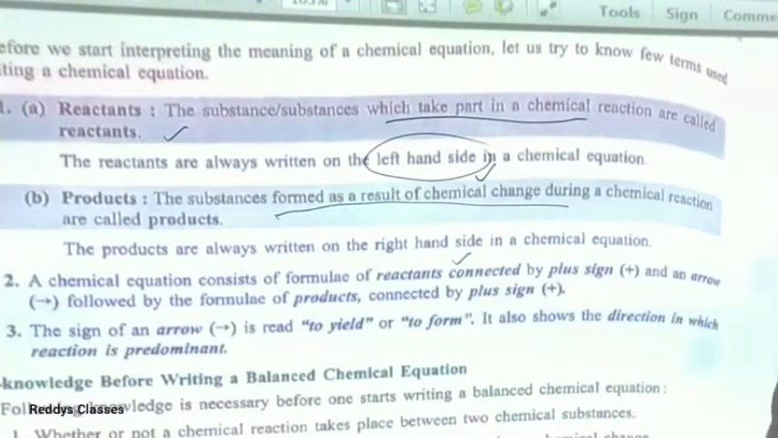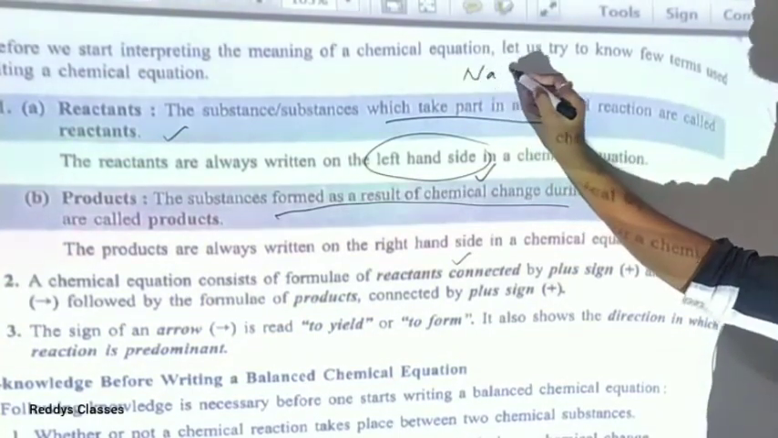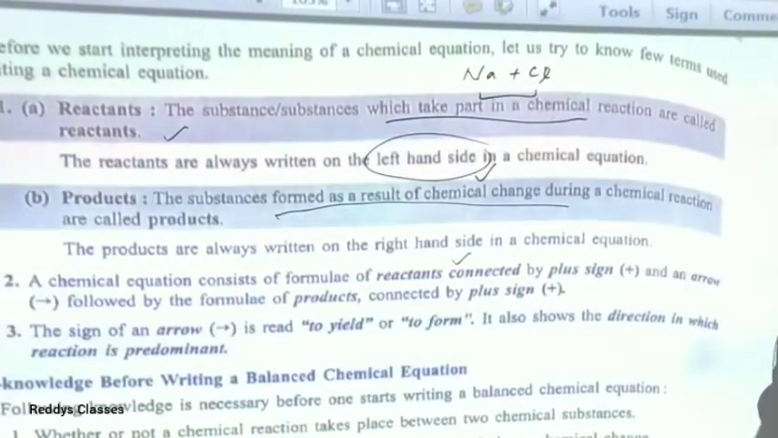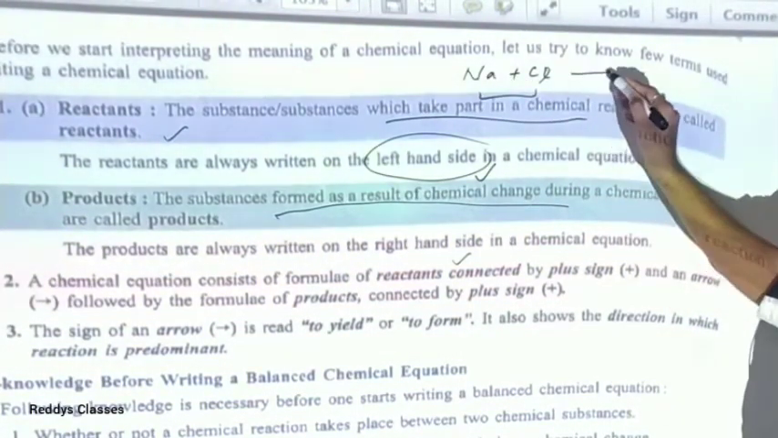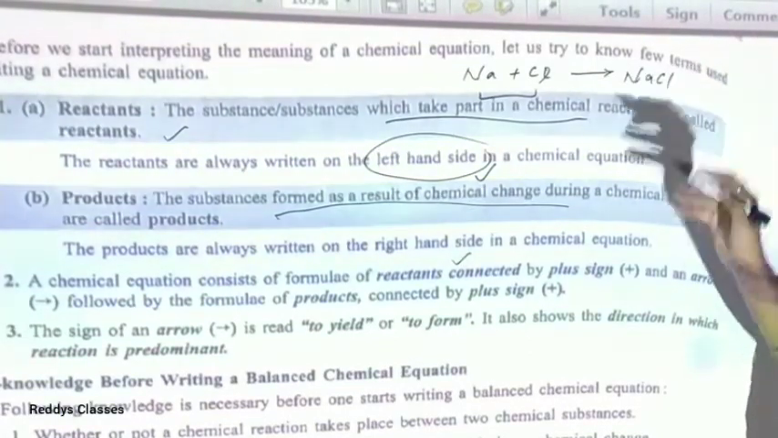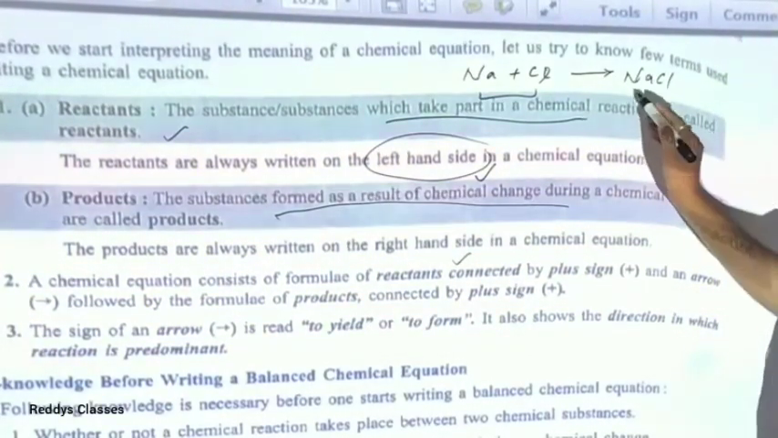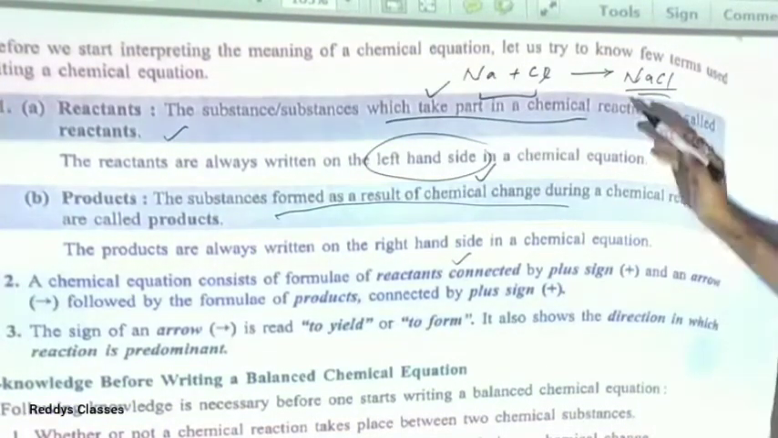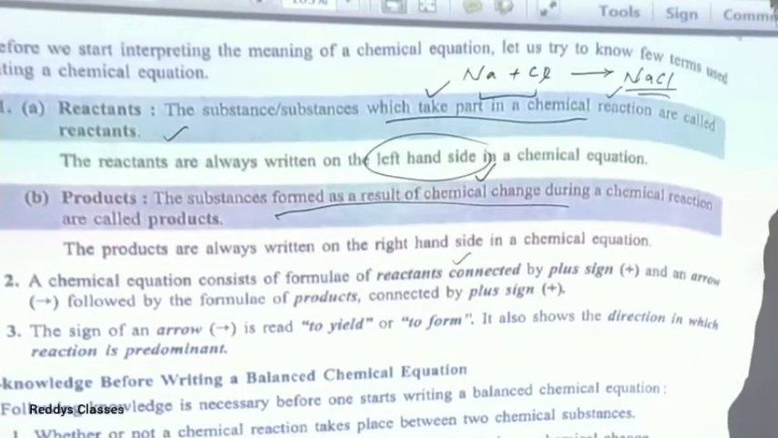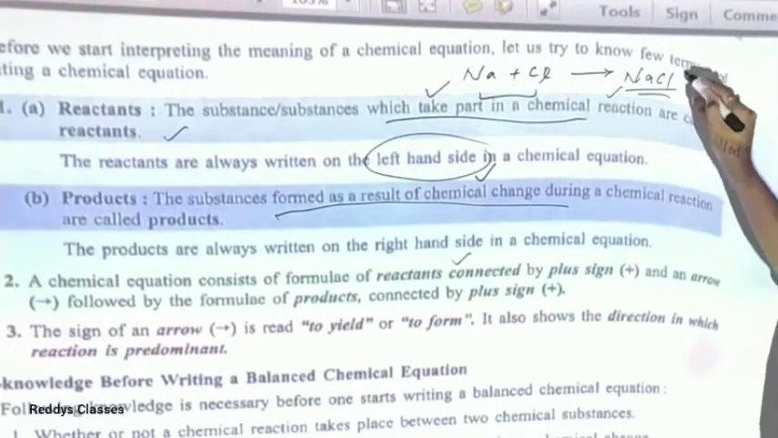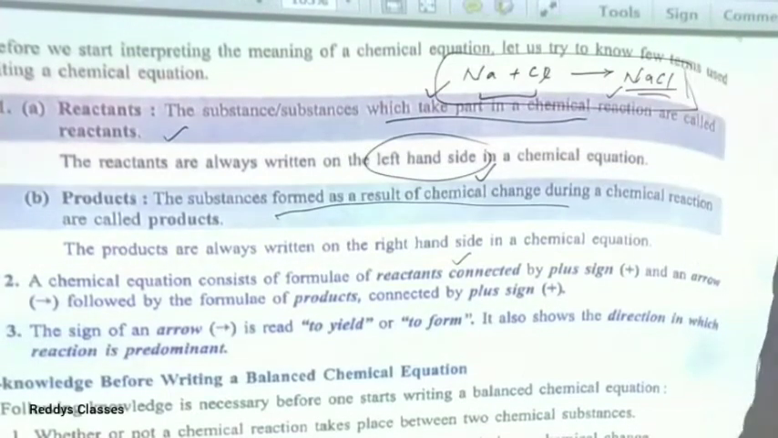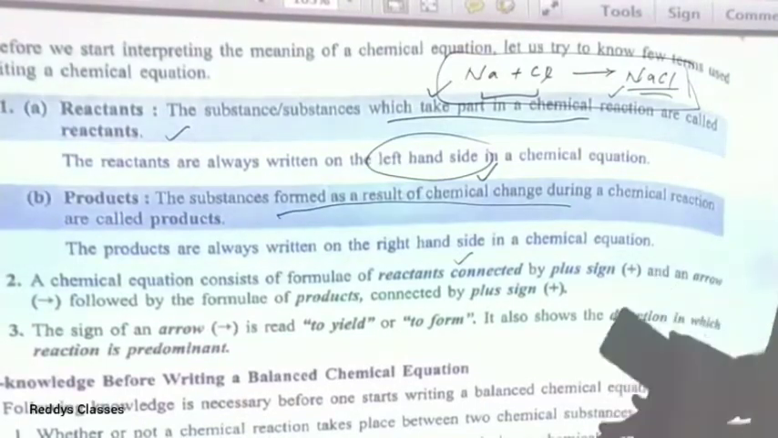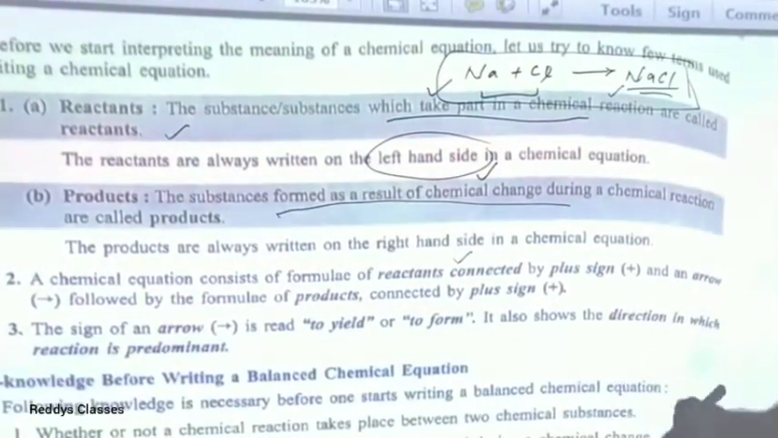Clear? So let us give an example. As I talk about NaCl, this is a reactant. It forms NaCl as a product. You can see the reactant on the left hand side, and on the right hand side this is the product. So this is a chemical equation. Let us see how chemical equations are written and how they are balanced. We have to know some pre-knowledge before writing a balanced chemical equation.